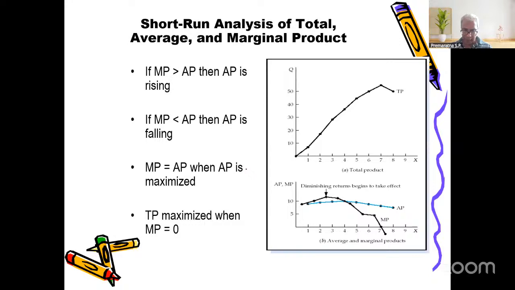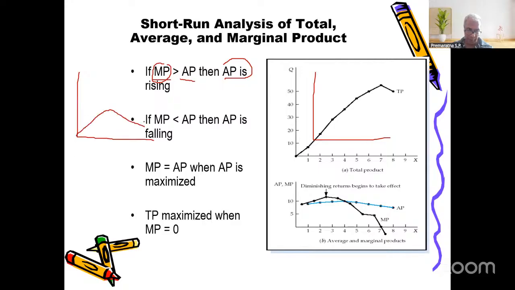Now, these are the things we discussed. So this relationship you can explain this way. If the marginal product is greater than the average product, the average product is increasing. Now look here, I draw these 2 curves.